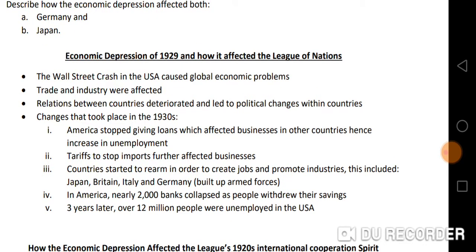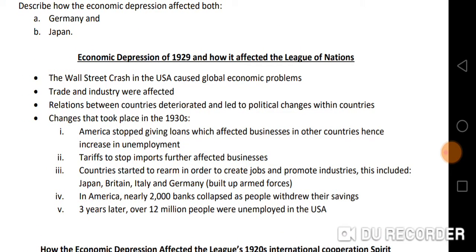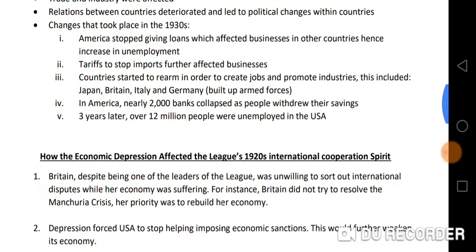And then the fourth change that took place in the 1930s is that in America, nearly 2,000 banks collapsed as people withdrew their savings. And the fifth change that took place is that 3 years later, over 12 million people were unemployed in the USA.